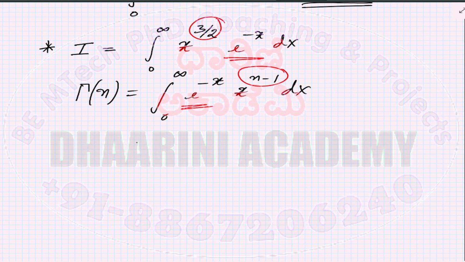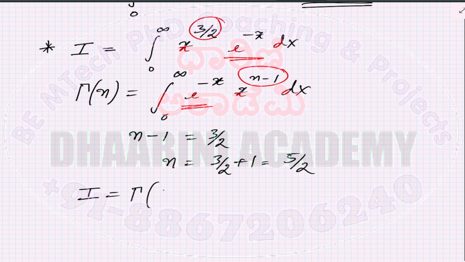So simply equate n minus 1 is equal to 3 by 2. When n minus 1 equals 3 by 2, what is n? n is equal to 3 by 2 plus 1, so this is equal to 5 by 2. So the given integral I is nothing but gamma of 5 by 2.